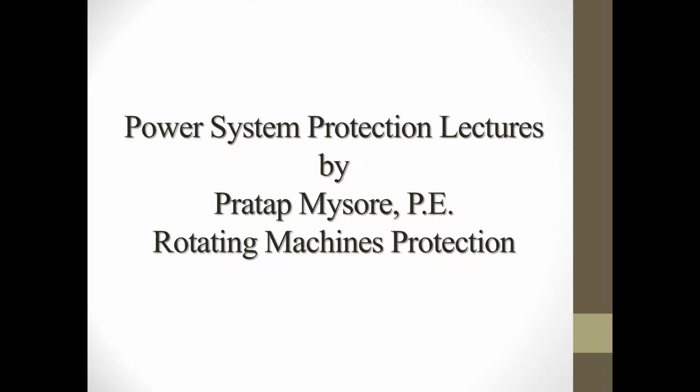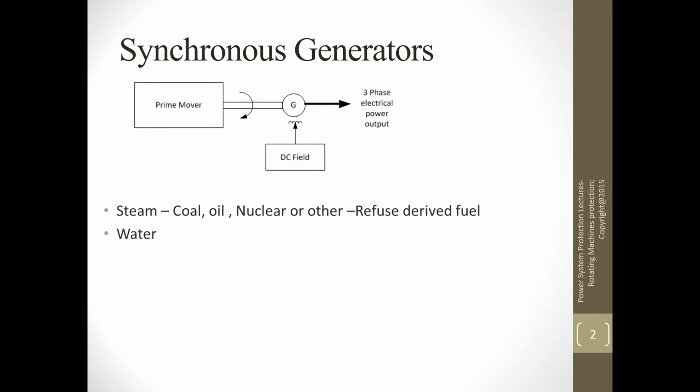Today we will cover protection of rotating machines. Rotating machines, I'm looking at motors and also synchronous generators. Synchronous generators convert mechanical energy or rotational energy into electrical energy. So a prime mover is there, which provides the rotational energy, and this is used to produce megawatts, the active power.